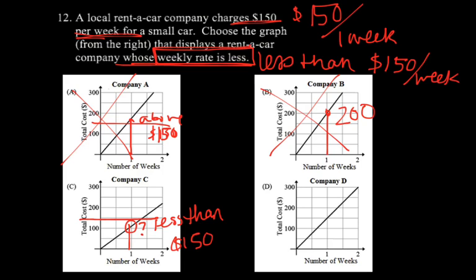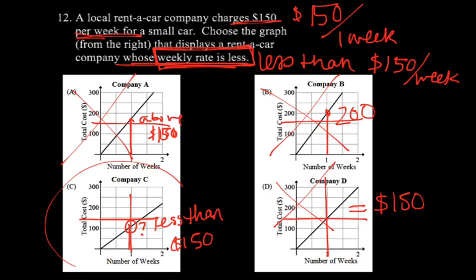So again, like I did on the last one, I could find where one week meets 150 on each of these if I wanted to, and see where the line goes. Okay, D is exactly 150, and that is out because we wanted less than. Okay, so C is our final answer. C is the only one that shows less than 150.